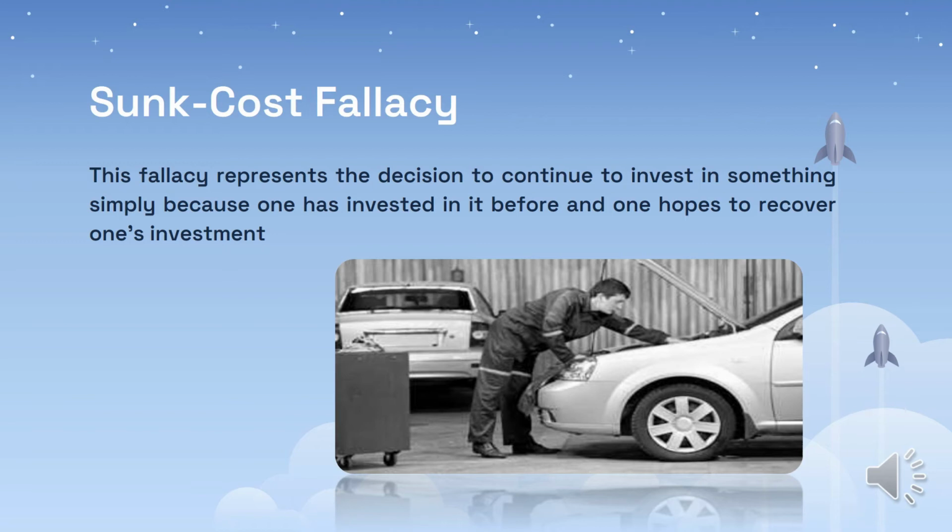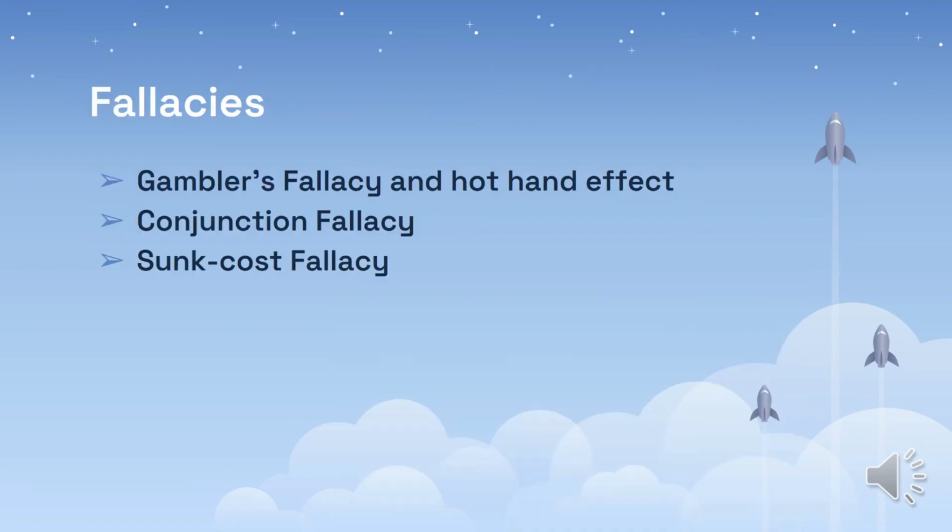You think about how much money you have spent on repairs and reason that you need to do the additional repair to justify past amounts already spent. So you do the repair rather than buy a new car. In this situation, you have committed the sunk cost fallacy. So again, these are the fallacies that have been discussed in this book: the gambler's fallacy and hot hand effect, second is the conjunction fallacy, and third is the sunk cost fallacy.